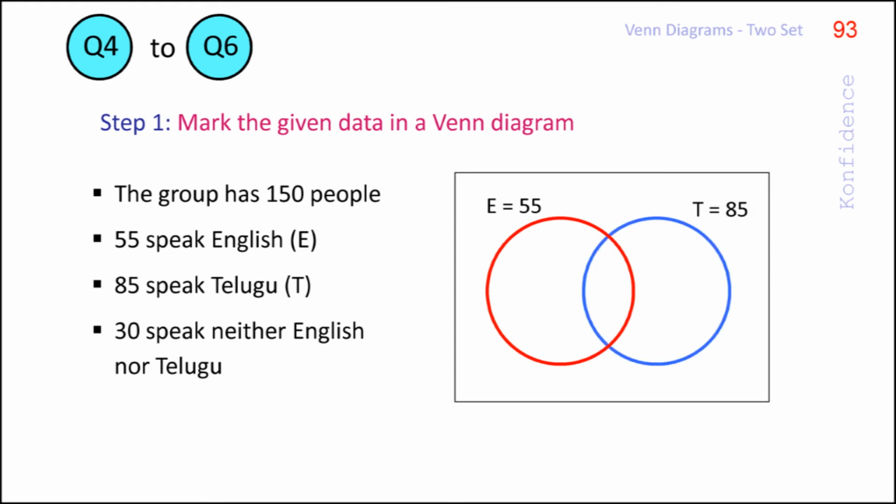Similarly, for Telugu at 85 people. Special thing to notice is the representation of the set of people who speak neither Telugu nor English, of 30 people. The total set is of 150 people and is the universal set. The whole game in this question is to find out the number of people who speak both Telugu and English. Is it not? Yes. Now, how to find that out?